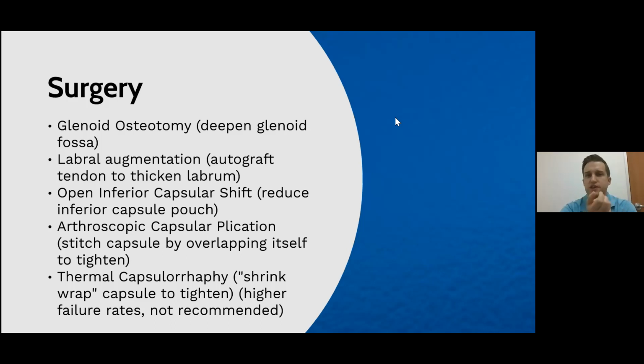loose tissue in the joint capsule on the inferior side. They essentially will go in, remove some of that part of the joint capsule, and then it provides a little bit more tension and also stability of the shoulder within the joint capsule at that point.